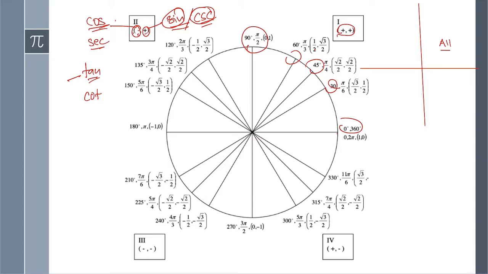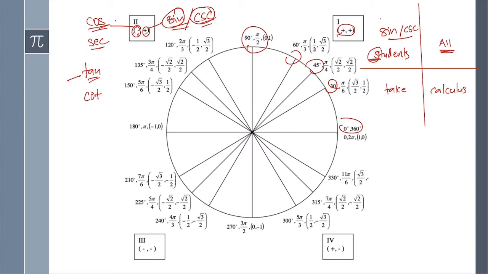All students take calculus. All positive. S means student, so sine is positive, and if sine is positive, obviously cosecant is positive because it is the reciprocal, but all other four ratios are negative in the second quadrant.